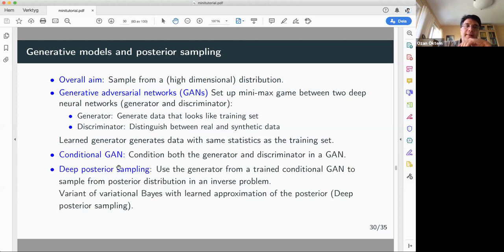And the conditional GAN is to do this in a conditional setting, because when we're doing image problems, we're naturally dealing with conditional distributions. And so the posterior sampling essentially is to use a generator, which is a trained conditional GAN, or a generative adversarial network. And this trained conditional GAN is used to sample from the unknown posterior in an image problem. For those of you who know quite a bit of non-parametric Bayesian statistics, you could see this as a variant of variational-based methods, with a learned approximation of the posterior, not a handcrafted approximation.